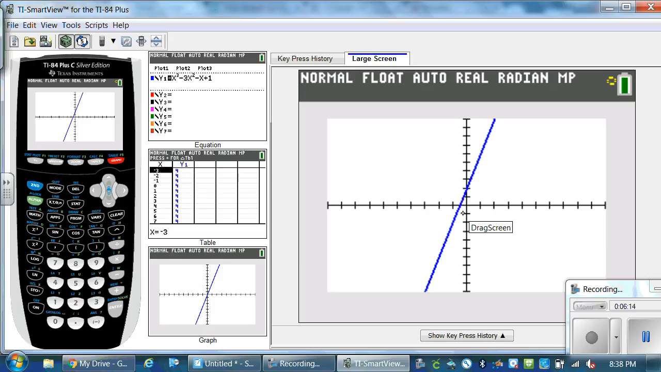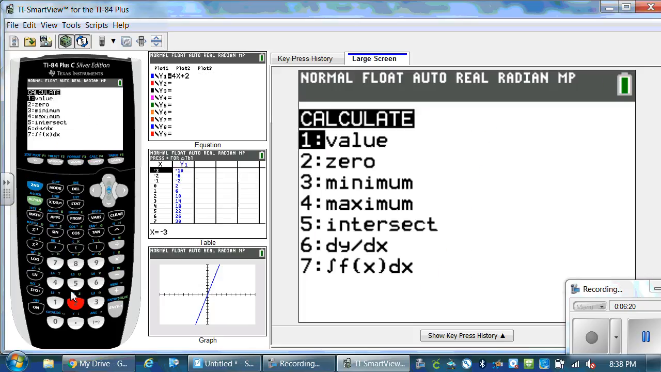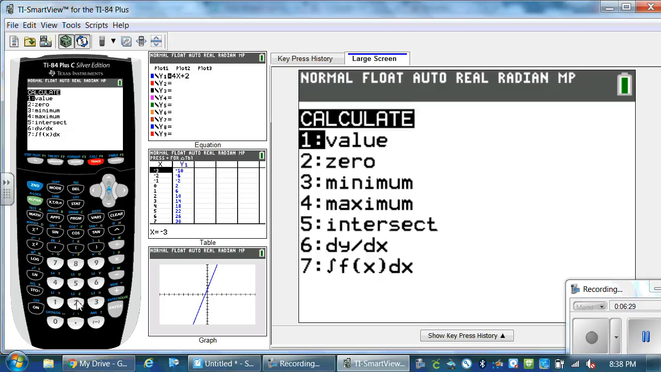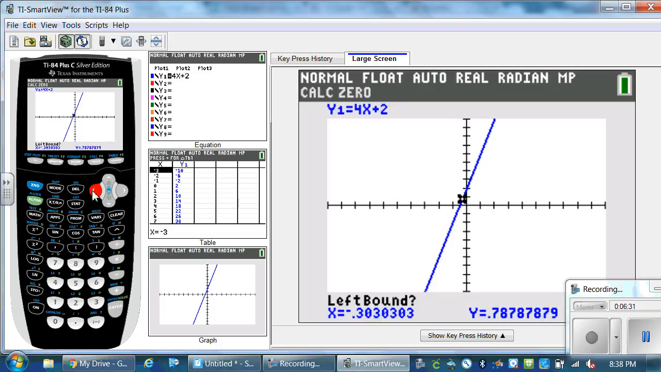It hits 0 at, if I had to guess, negative 1/2. Let me go ahead and find that 0. Second trace, 2. I need a left bound. Enter. And a right bound. Enter. And that 0 right there is negative 0.5.